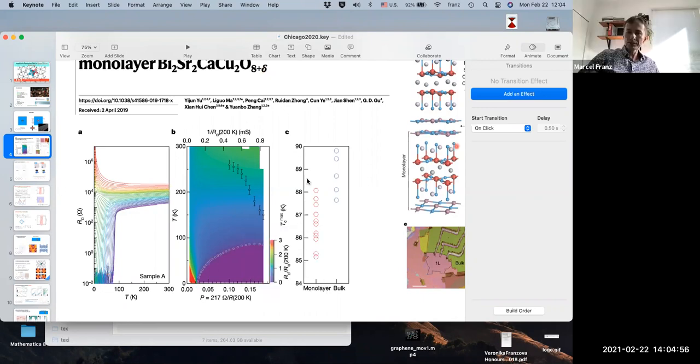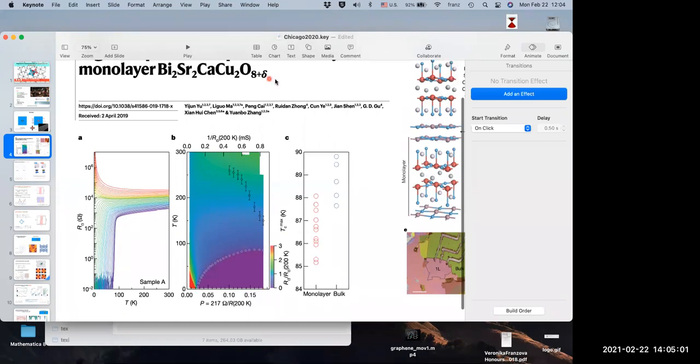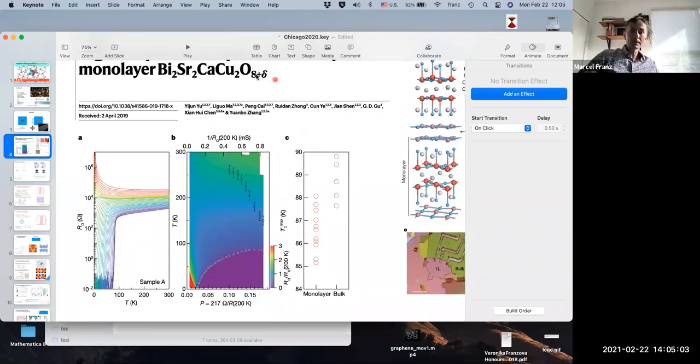This is not bilayer graphene. This is bilayer BISCO. And we are talking about bilayer graphene or bilayer BISCO? No, I'm talking about bilayer BISCO. Bilayer high-Tc superconductor. Okay, got it.